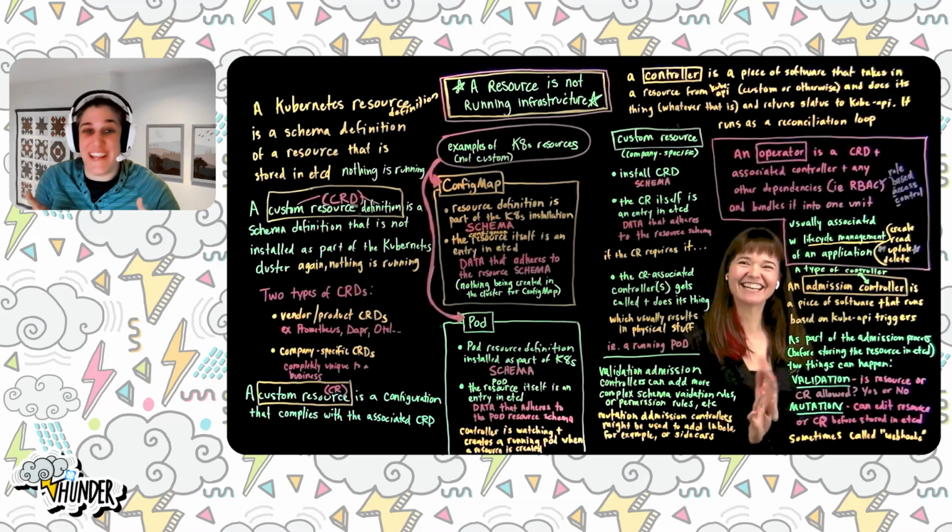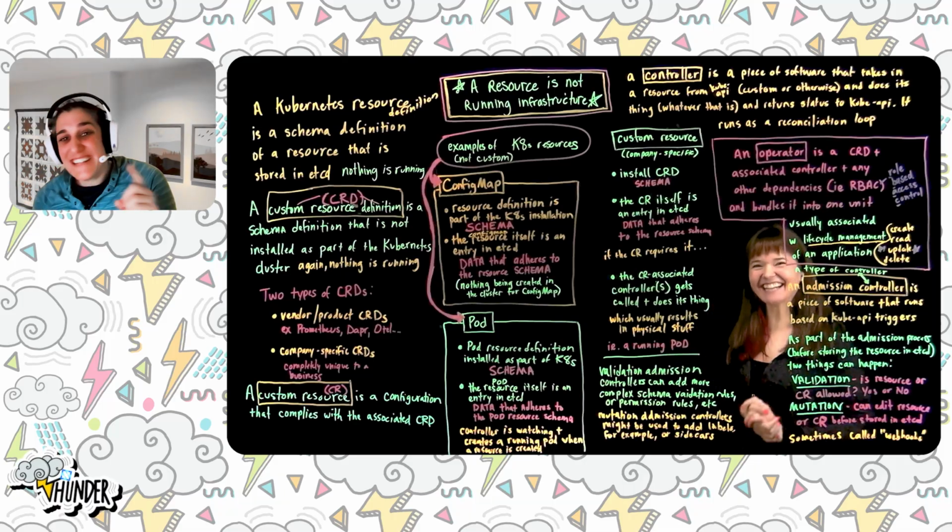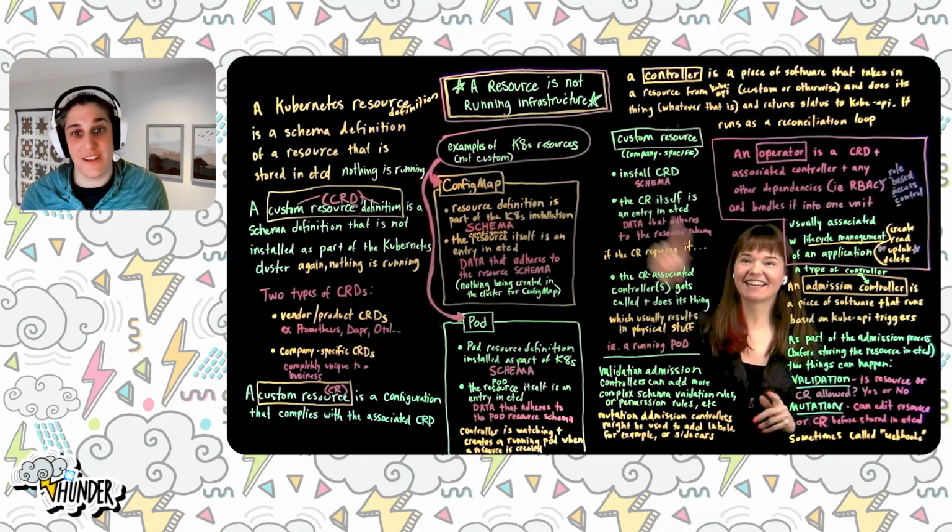Do its thing. Exactly. Yeah. That isn't required, though. And we can see that that's not required because we can see how a config map operates in Kubernetes.